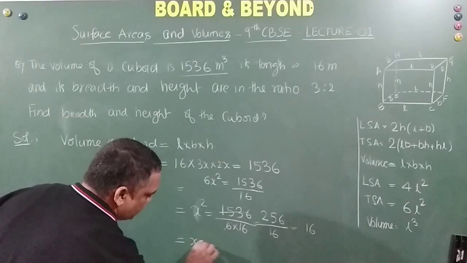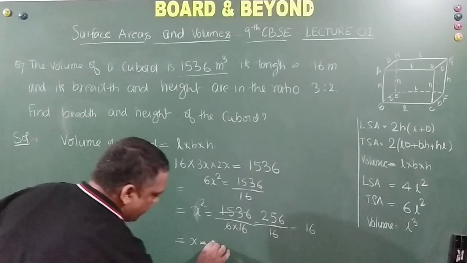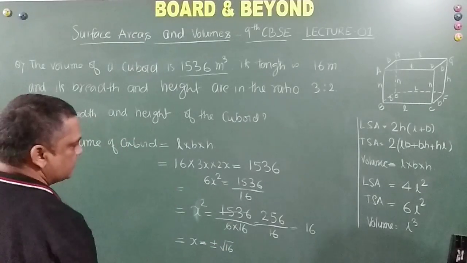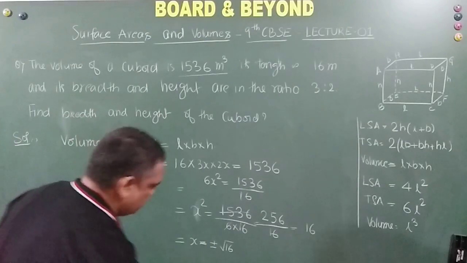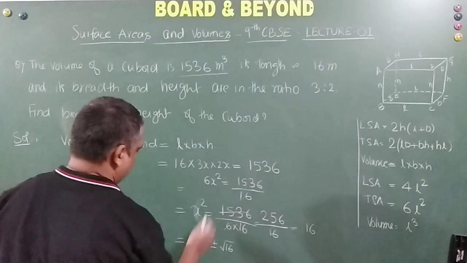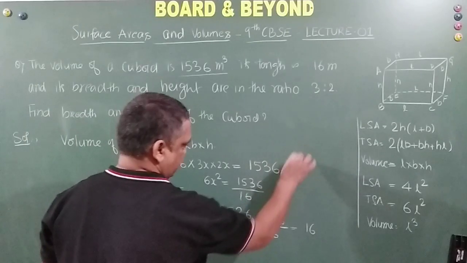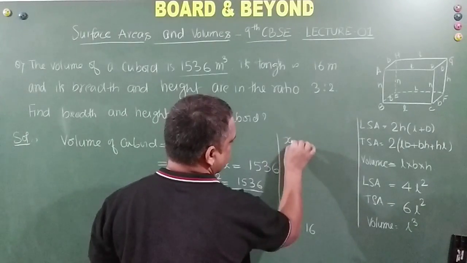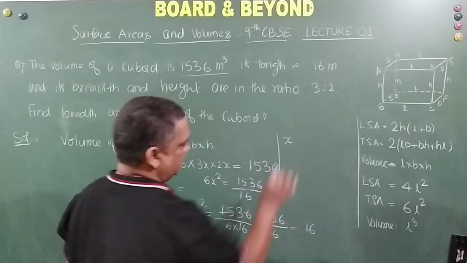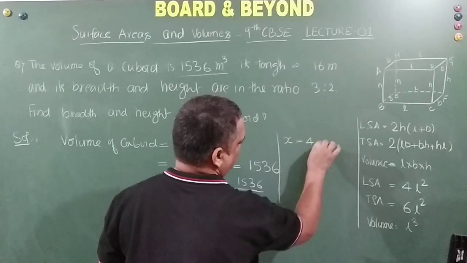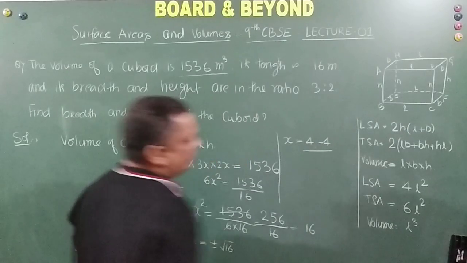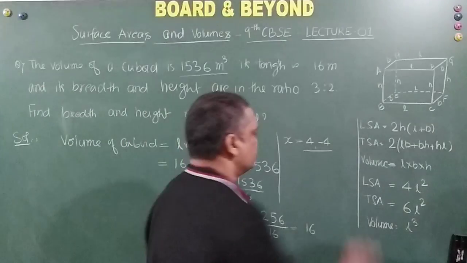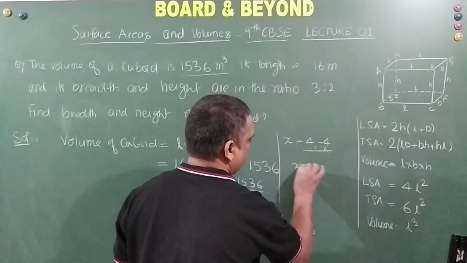So x is equal to how much, my friends? In this case, it is plus or minus root 16, right? Let's continue here. So x is equal to plus or minus 16, so x is equal to root 16. So x is equal to either 4 or minus 4, right? But since this is a side of a cuboid, a side cannot be negative, so we will omit this. So x is equal to 4.